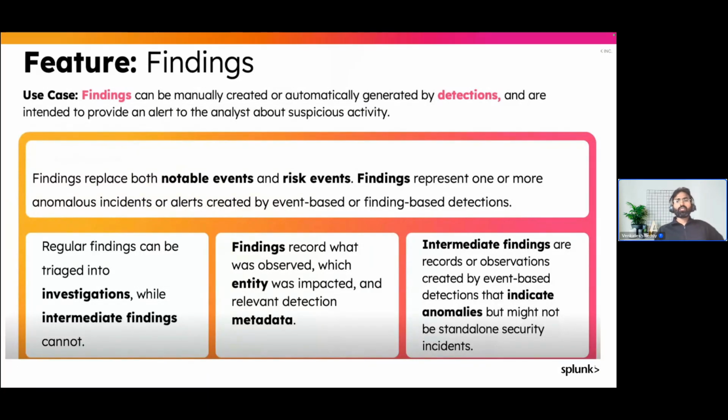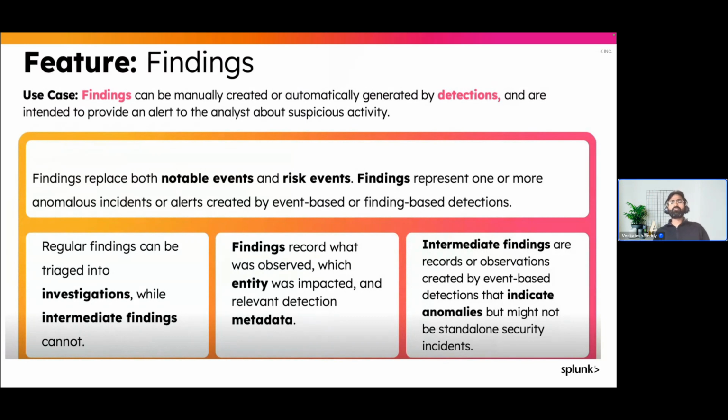Findings record what was observed, which entity was impacted, and which relevant detection metadata is associated. Intermediate findings are records or observations created by the event-based detection that indicate anomalies but might not be a standalone security incident. These intermediate findings are assigned a risk score, and it accumulates until a risk threshold is met to be escalated as a finding group. Only then can we see that as an episode in the analyst queue.